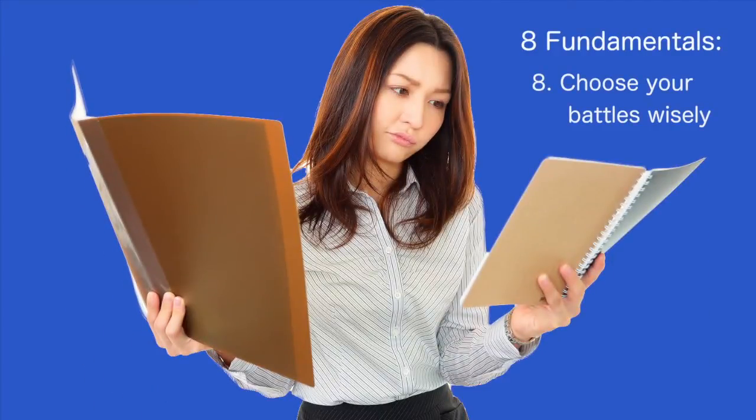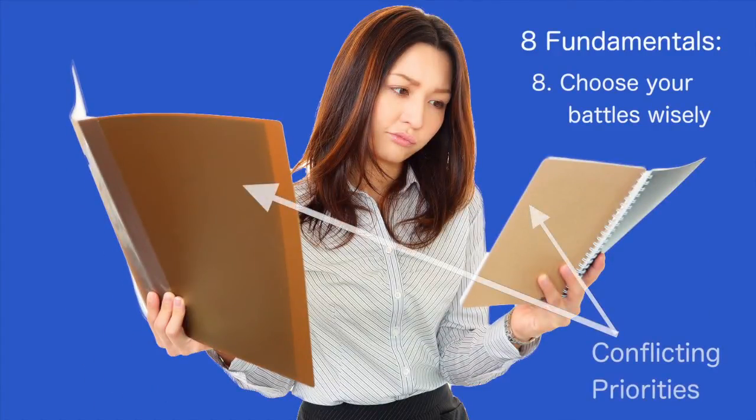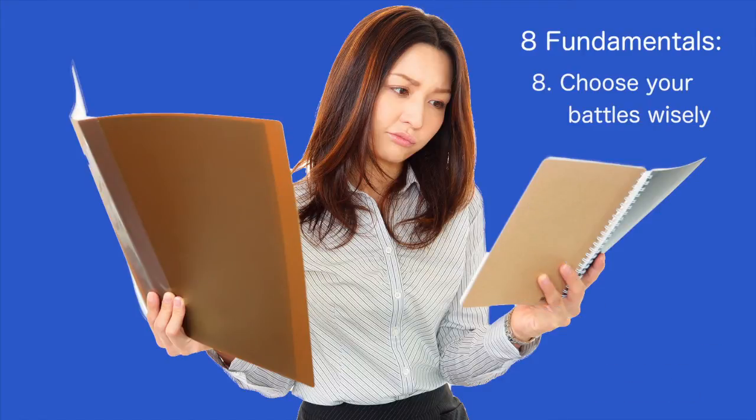Lastly, your boss is probably dealing with many conflicting priorities. Therefore, you should choose your battles wisely. Use the time test to decide which issues are worth fighting for. Ask yourself if an issue will impact you in 6 months. What about 6 years?